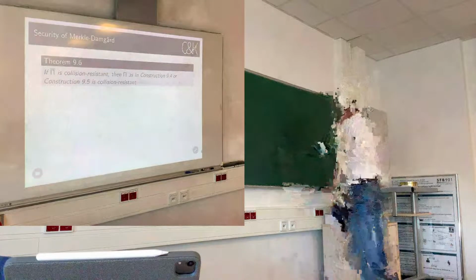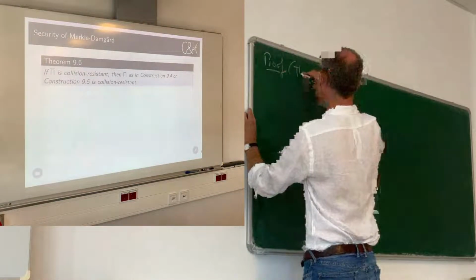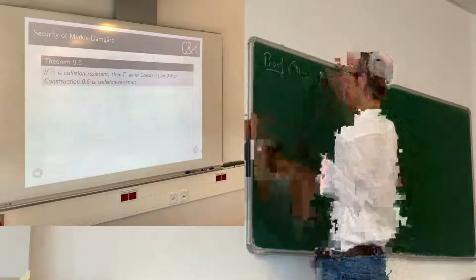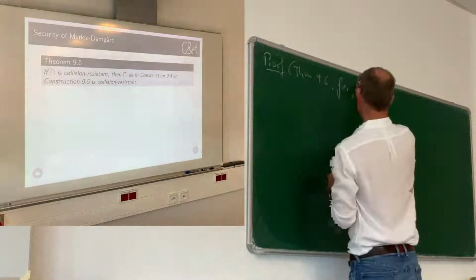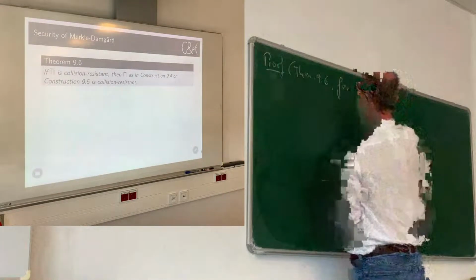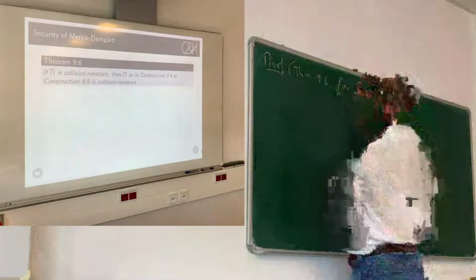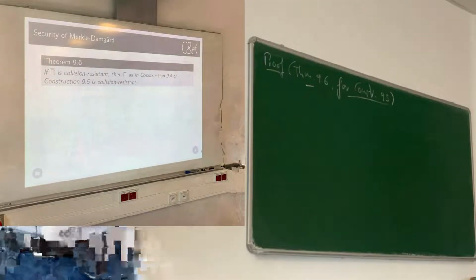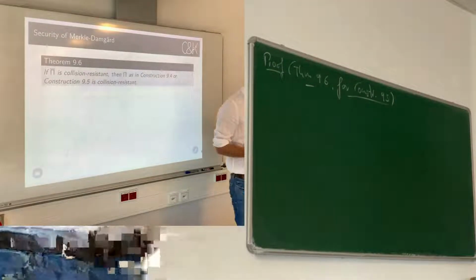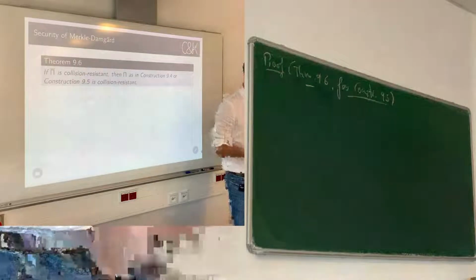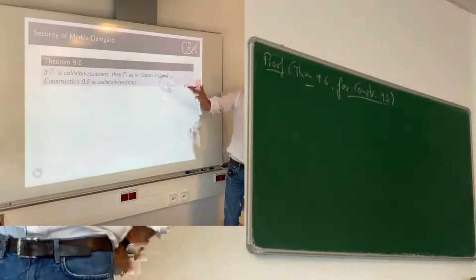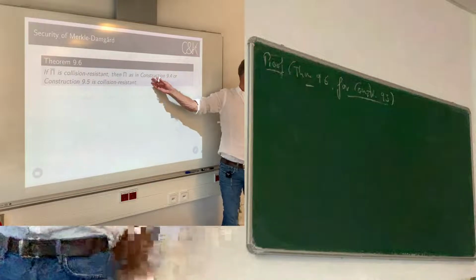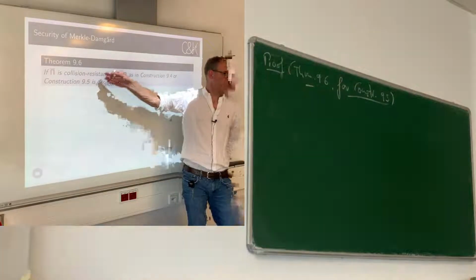So, proof of (9.6) for construction 9.5. Formally, what I have to do is, again, given an arbitrary adversary against the collision resistance of pi, design an adversary against the collision resistance of pi bar.